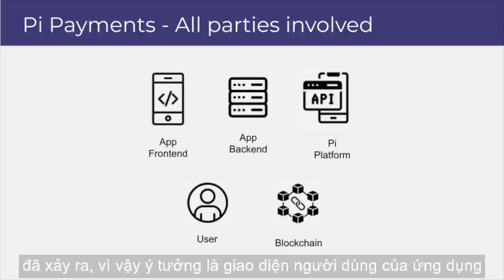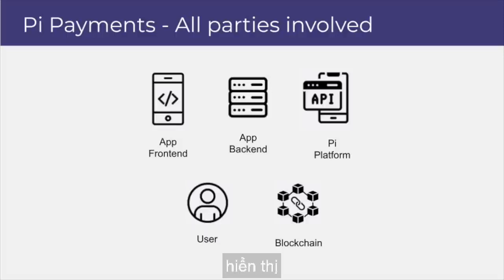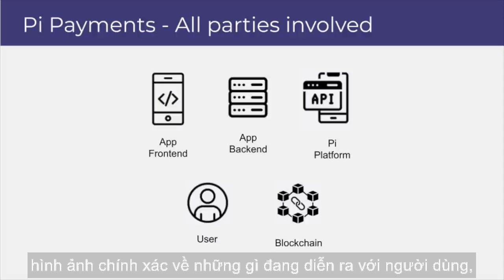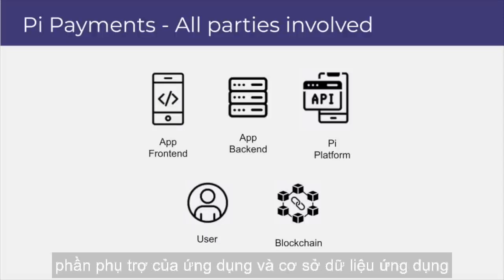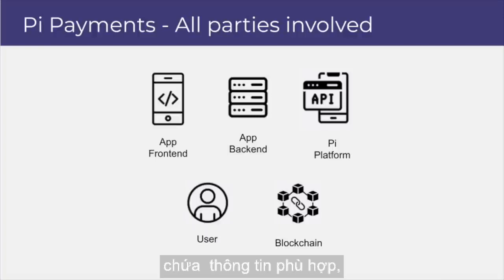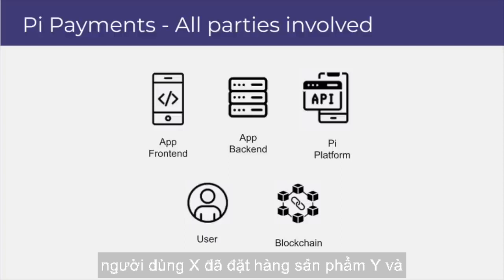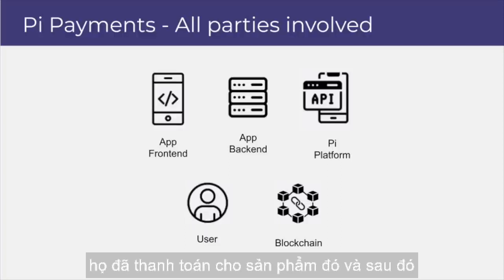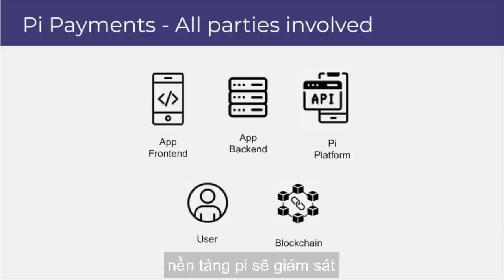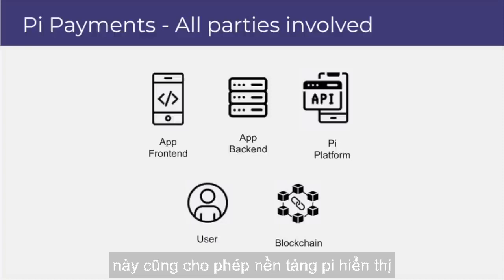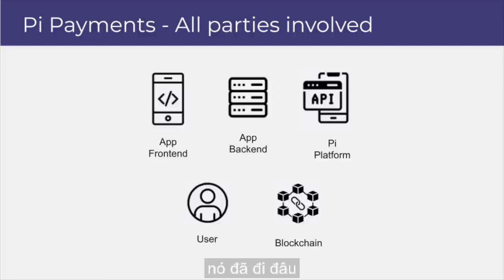So the idea is that the app front end shows the correct picture of what's going on to the user, the app backend and the app's database contain the right information. So for example, the information that user X has ordered product Y and that they have paid for it. And then the Pi platform is overseeing that entire process. Even though the blockchain is decentralized, there is a little bit of a centralized layer, which is also enabling the Pi platform to show some nice UI to the user, enabling them to remember why they paid for it and not just see a transaction in their wallet and not know where it went.